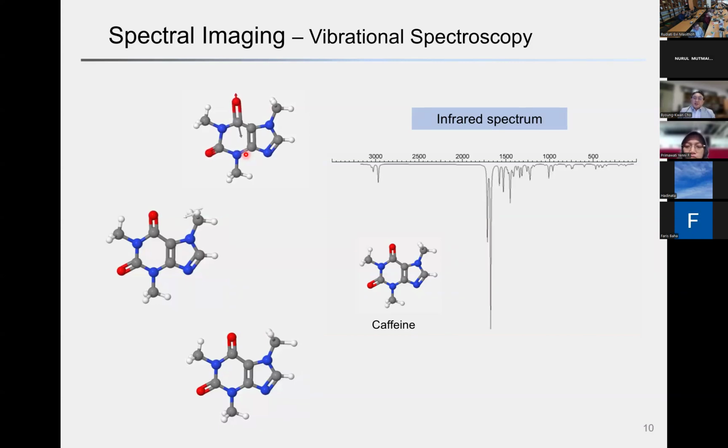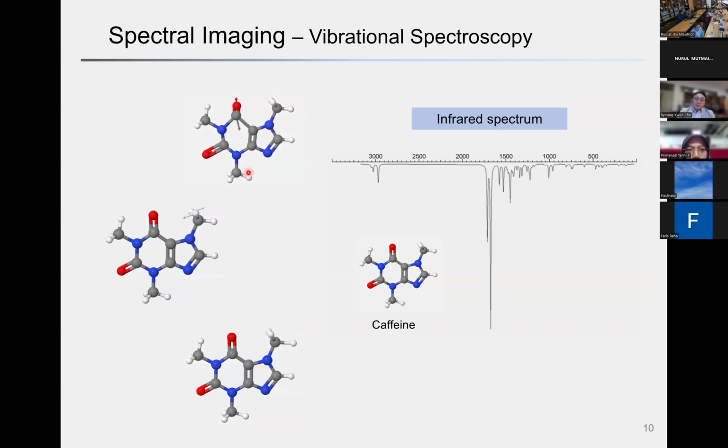Okay, spectral information we can call by another terminology, vibrational spectral information. Why? Because every molecule has a vibration. Each vibration has a frequency. If there is a high frequency, the vibration is very fast. With low frequency, the vibration is slow. The frequency information is the inverse of wavelength.